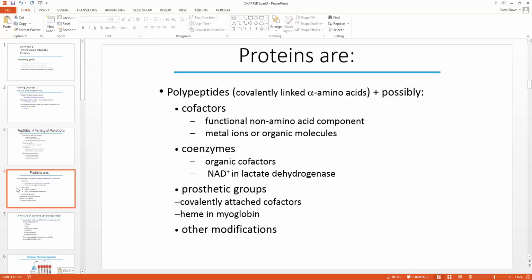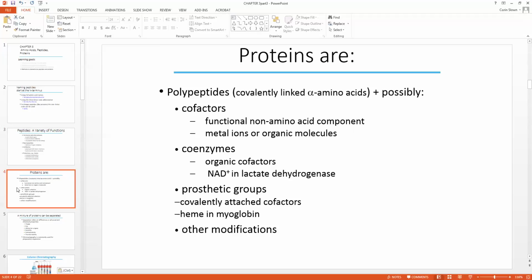And it's useful for us to recognize that polypeptides, which are these covalently linked amino acids, may also involve cofactors, so something that's a non-amino acid component, which could involve metal ions or organic molecules, as well as incorporating coenzymes, so organic factors, or something like NAD+ in lactate dehydrogenase. And then if we think about our prosthetic groups, so these are covalently attached cofactors, say for example like the heme in myoglobin. And then there are other types of modifications. So that's a pretty large collection of different types of molecules.